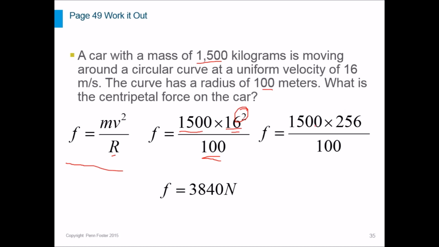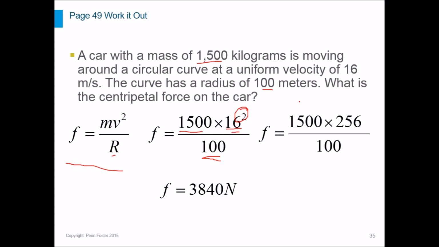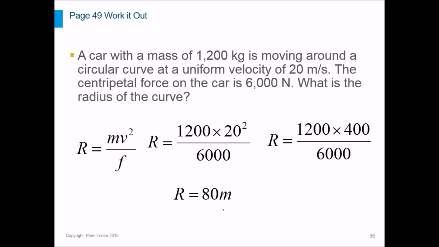So 16 squared gives us 256. So that's our first step. And then we just solve our problem. So now we have 1500 times 256 divided by 100, and we get our final answer of 3,840 newtons.